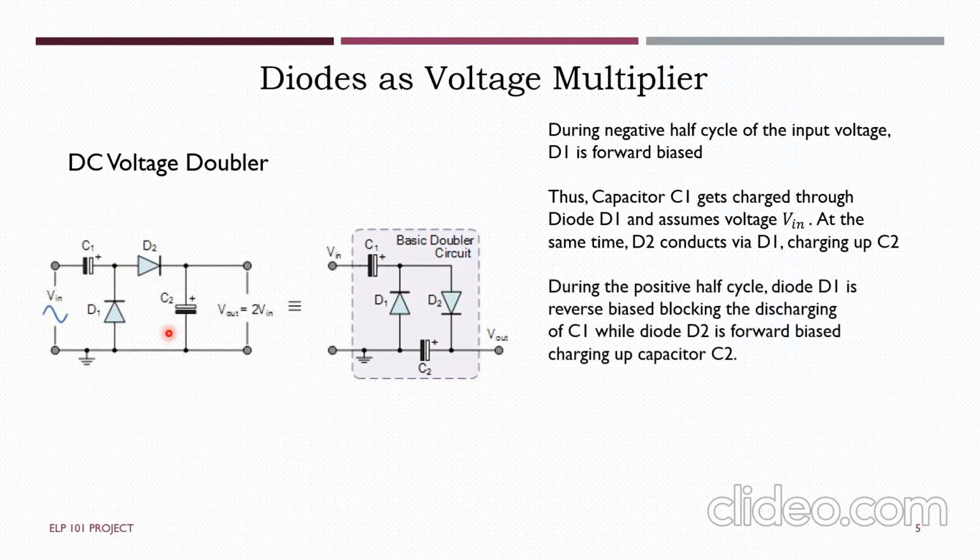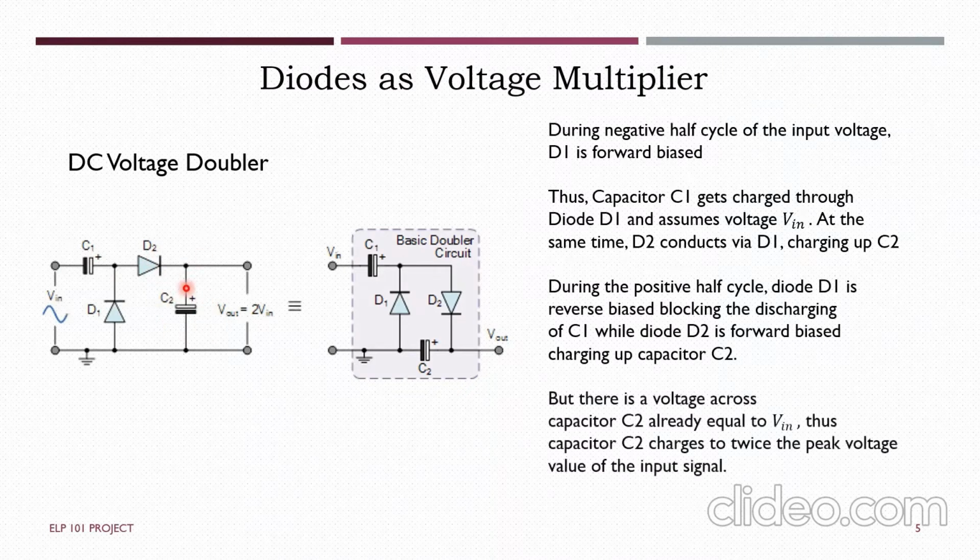During the positive half cycle of the circuit, diode D1 is reverse biased, so the capacitor C1 is blocked from discharging, while diode D2 is forward biased and the capacitor C2 is further charged. Now, in the first case, C2 is already charged to its maximum limit and it has a value V in. And even in the second case, the capacitor C2 is getting charged. Thus, C2 charges to twice the peak voltage value of the input signal, and thus the output signal is given by the voltage across C2, which is twice the value of the input voltage.